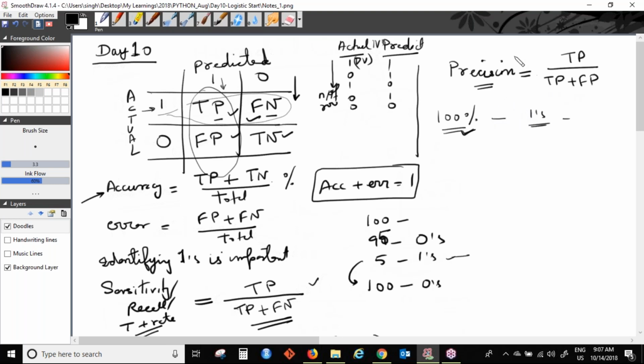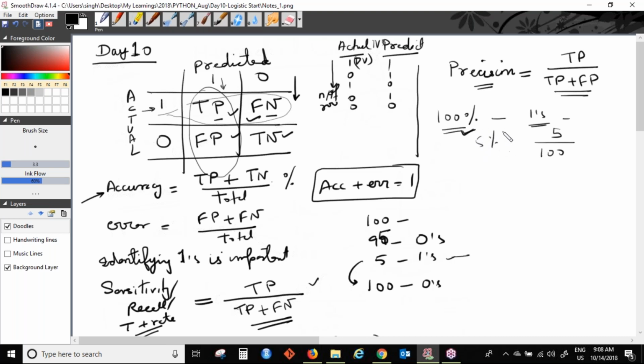What is the interpretation of precision? It measures, out of all predicted ones, how many were actual ones. Since the denominator is all predicted ones, if you predict too many ones, this number will become small, and you will know that your precision is not good. If you predict 100 ones and only 5 are actually ones, your precision will be only 5%, which is very poor. So you will know that your model is over predicting.